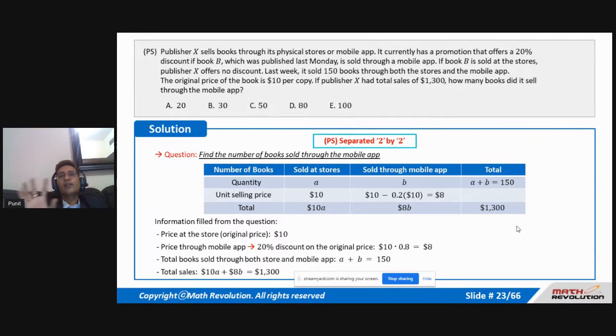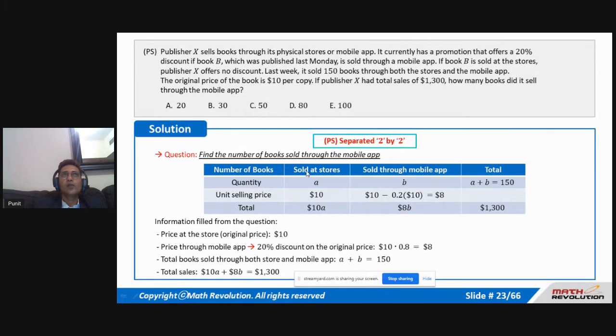So what I could understand so far is that publisher X has two modes of selling the books, either through a physical store or through a mobile app. In this case, store and mobile app cannot be complementary. So we understand there are two different things here, and we have to relate them in a separated 2 by 2 table. Let's see what information we have and form the table.